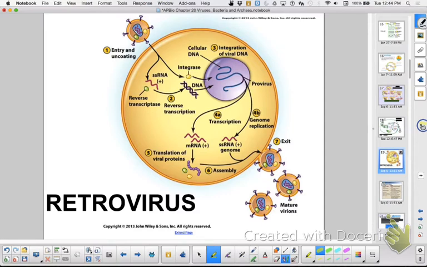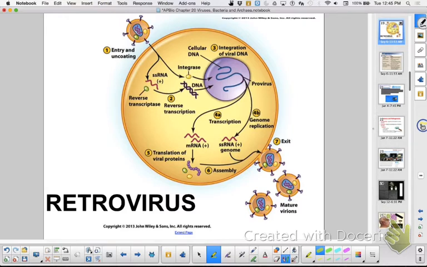Okay. I'm sorry. And so then something will trigger it to leave, so it's not a provirus anymore. Usually if it's something like HIV, it's something where the immune system is having to get together a response, and so that can trigger it to move into the biosynthesis stage. Okay.